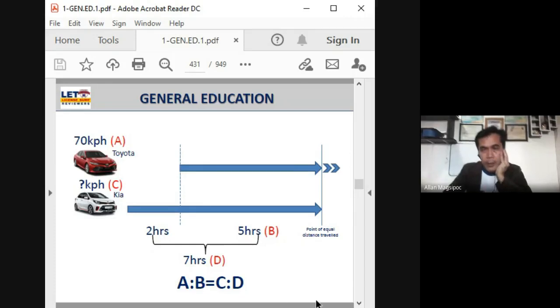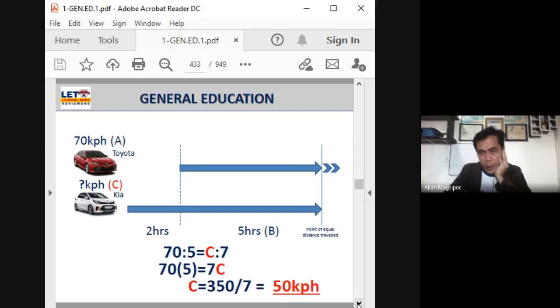So we write the equation A is to B is equal to C is to D. That's 70 is to 5, 70 kilometers per hour, right, in 5 hours, is equal to C, the speed of the Kia, which we don't know, is to 7 hours of travel, and they met at a certain point. Got it? So, inverse proportion. What we have learned about inverse proportion is to multiply the numbers within the ratio itself. So we have 70 times 5 is equal to C times 7. C is the unknown. 70 times 5 is 350, divided by 7, we get 50 kilometers per hour.